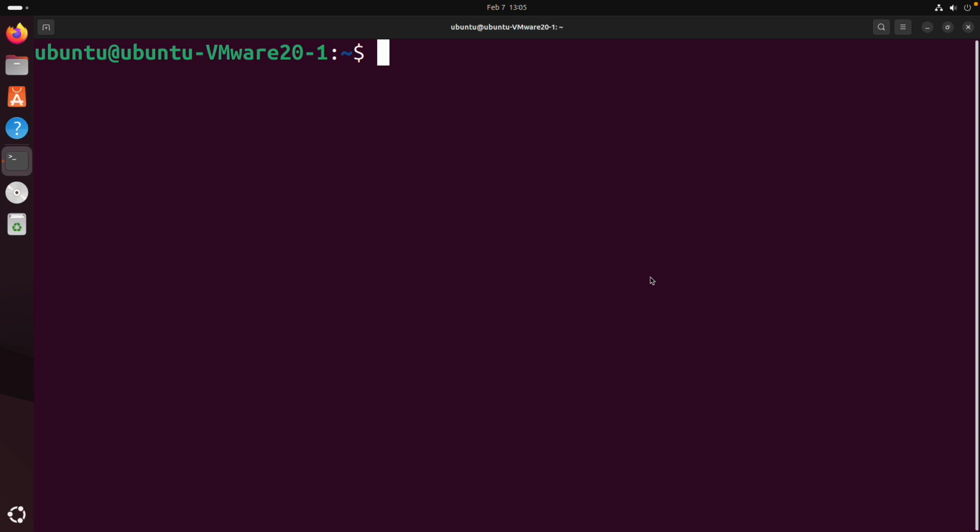Hi guys, today I'm going to show you how you can leverage being a member of the Docker group to elevate your privileges on Linux. On this machine, I'm logged in as user Ubuntu. This is a highly privileged user, and I also have the user Lucas, who has low privileges.